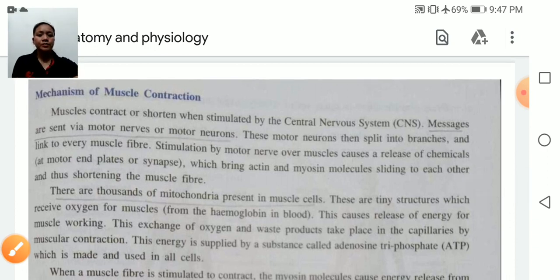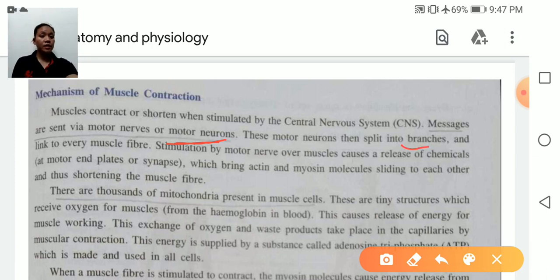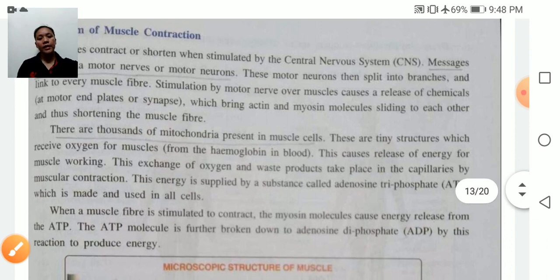Okay, muscular contraction means first a message is sent via the motor neuron. The message goes through the motor neuron, and the motor neuron splits into many branches and links to every muscle fiber, attaching to each muscle fiber. When the motor neuron stimulates the muscle, it releases chemicals on the muscle fibers which bring actin and myosin molecules sliding over each other. This is the mechanism of how the muscle contracts, shortening and lengthening of muscle.